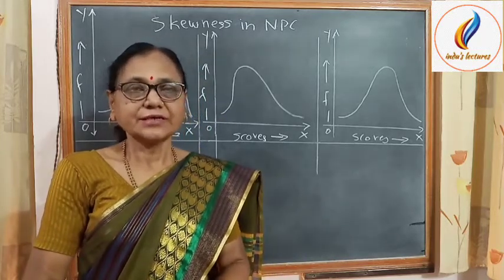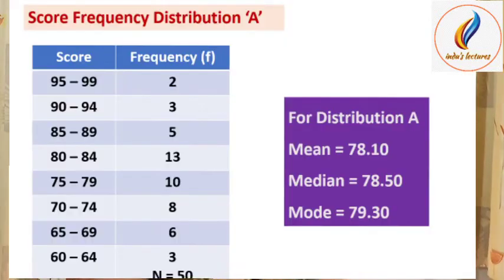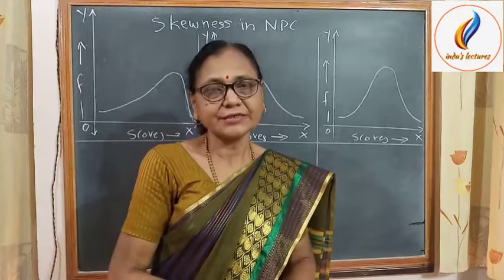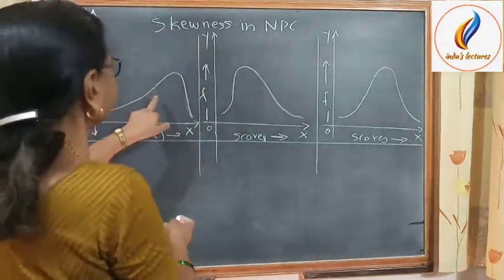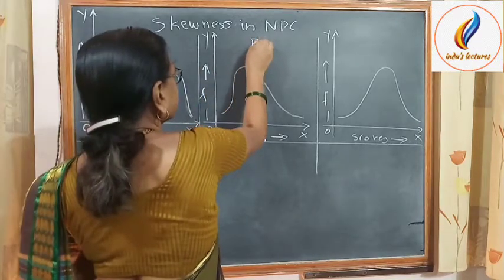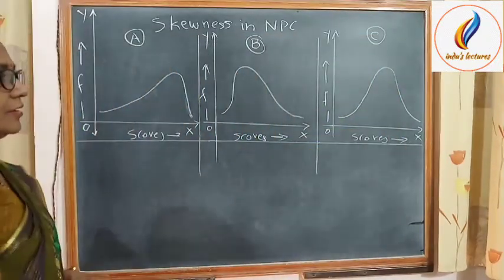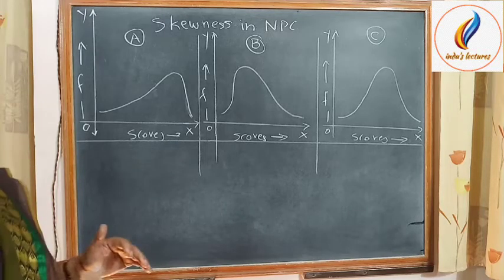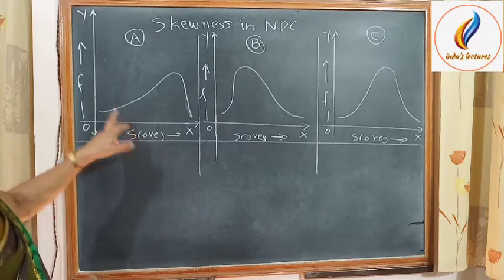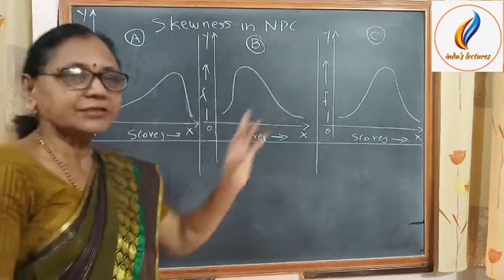Now, if we consider three distributions, say distribution A, distribution B, and distribution C, and plot a graph of them, distribution A is represented by this type of curve, this is distribution B, and this is distribution C. If we plot the graph of each distribution, taking scores along the x-axis and frequency along the y-axis, we get the graphs shown in this figure.